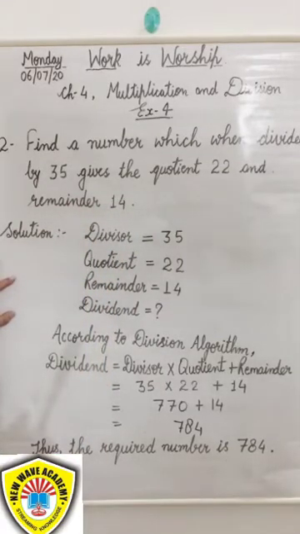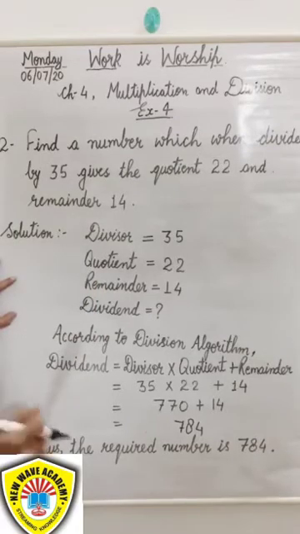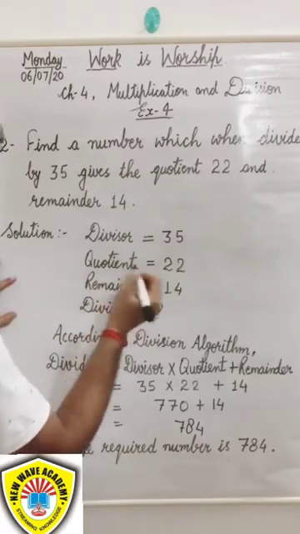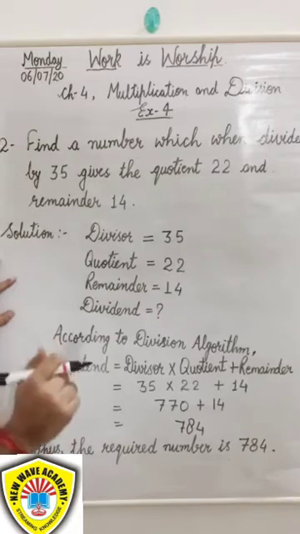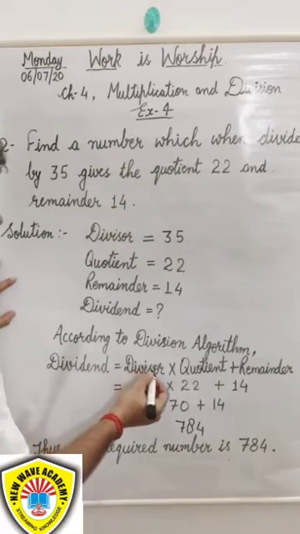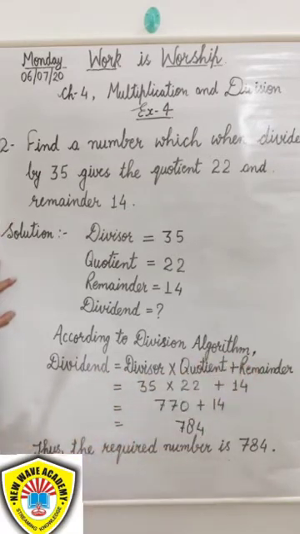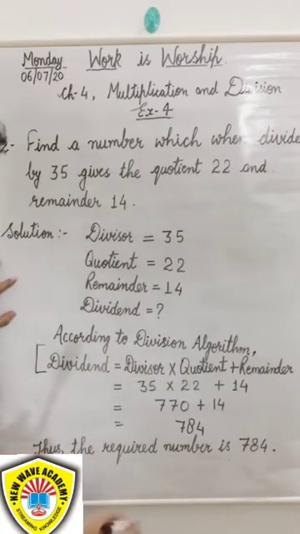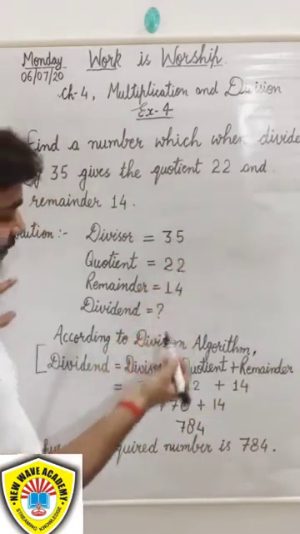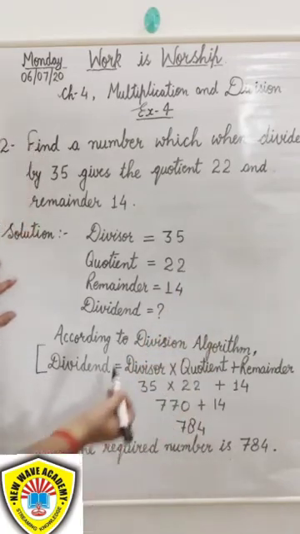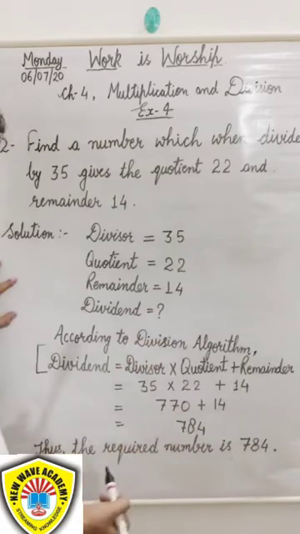Okay. So here what we have to find in the question? Dividend. And what is given in the question? Divisor 35, quotient 22 and remainder 40. And we have to find the dividend. So according to the division algorithm, which we have already discussed in our properties, dividend is equal to divisor into quotient plus remainder. So according to the formula, we have to put the numbers according to their places. Now we will put 35 on the divisor's place, 22 on the quotient place, and 14 on the remainder's place.